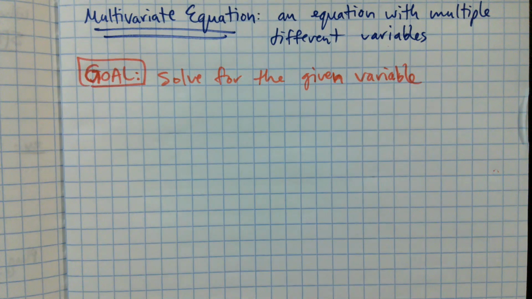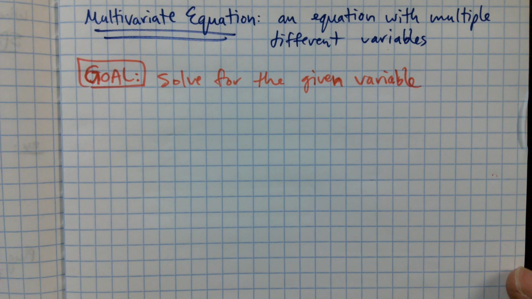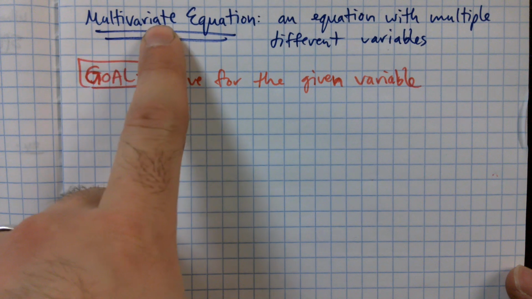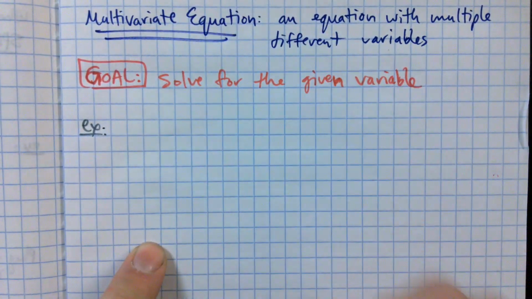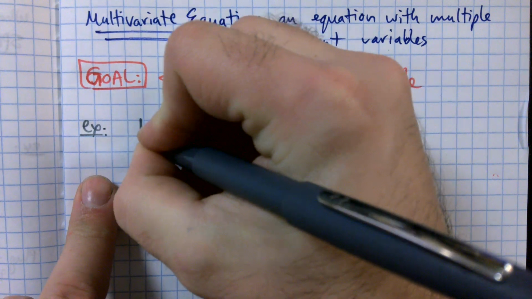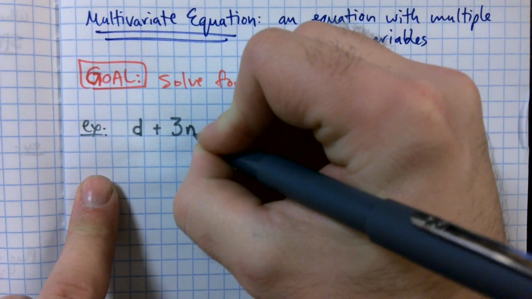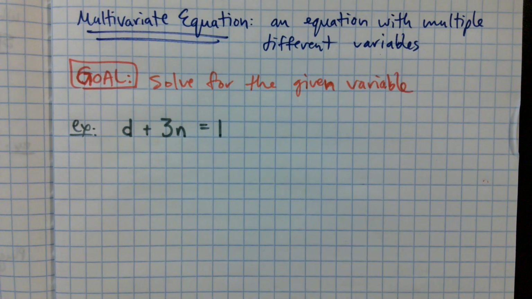So far, this unit, we've only been talking about univariate equations, right? So one variable. Now we're going to talk about multivariate, right? So multiple variables in a single equation. It's going to look something like this. D plus 3n equals 1.